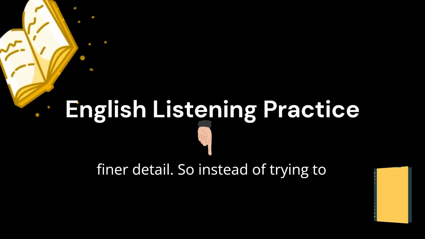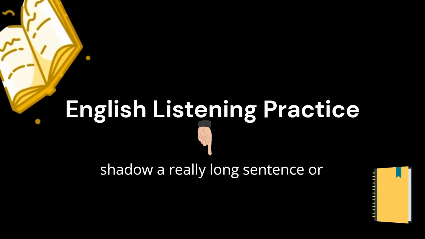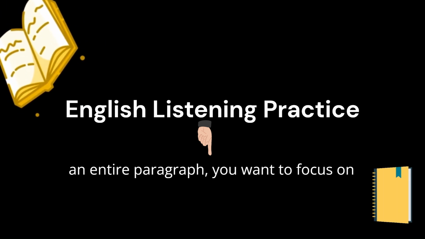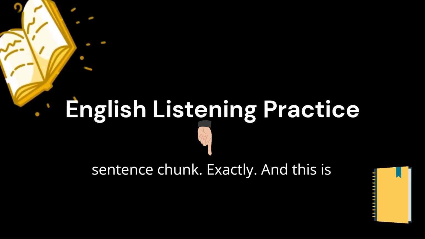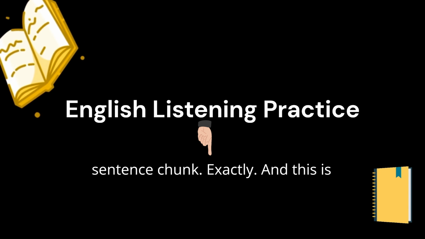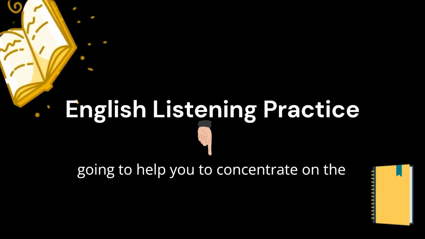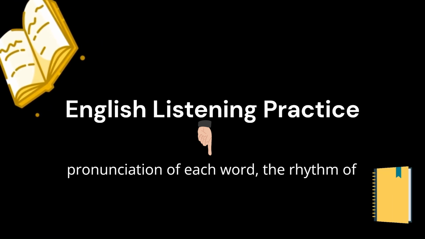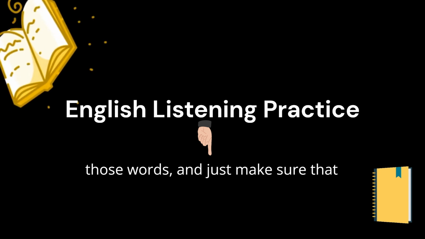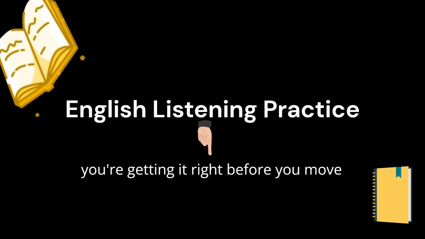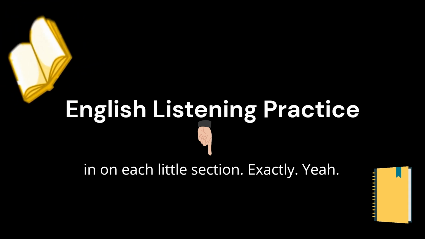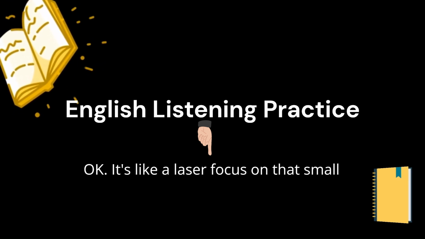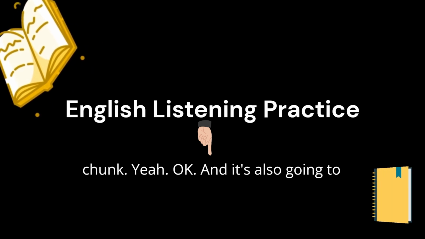So instead of trying to shadow a really long sentence or an entire paragraph, you want to focus on one short phrase at a time, like a sentence chunk. This helps you concentrate on the pronunciation of each word, the rhythm of those words, and make sure you're getting it right before you move on. It's like a laser focus on that small chunk.